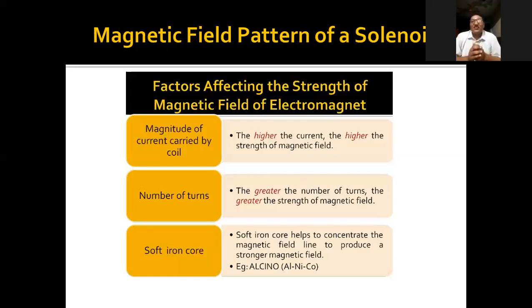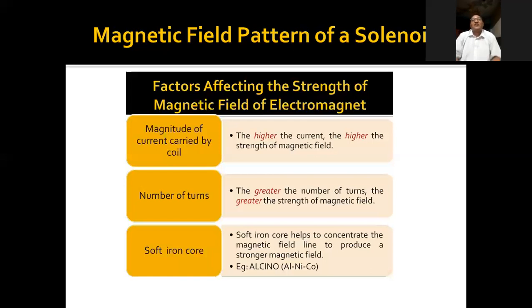We normally use a soft iron rod, and on that soft iron rod, we will wind the copper wire. So when you put a soft iron core inside the solenoid, the magnetic field will become stronger.